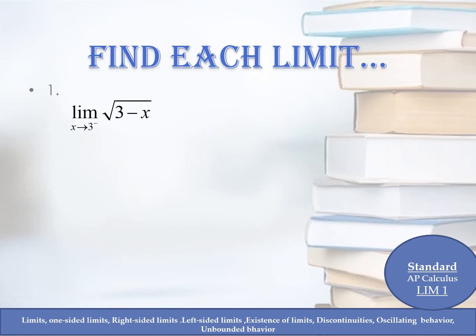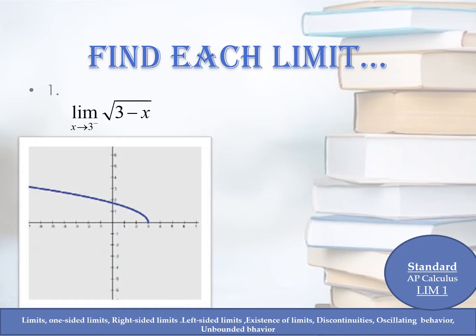Now let's check an answer. They are saying read the limit when x approaches 3. This negative shows that it is from the left-hand side. So you read the 3 and you see there is a line coming from the left-hand side. And what is the y value when it reaches 3? It is equal to 0. So the answer is 0.